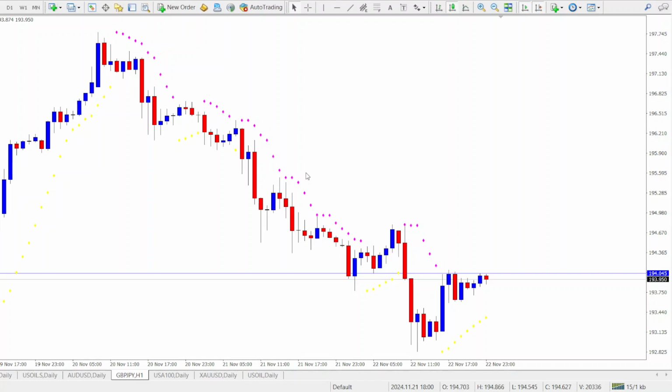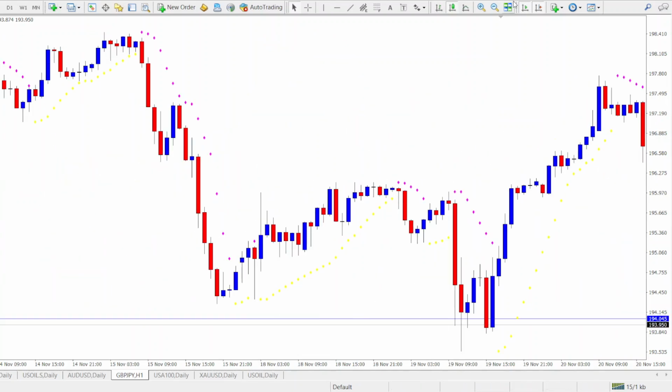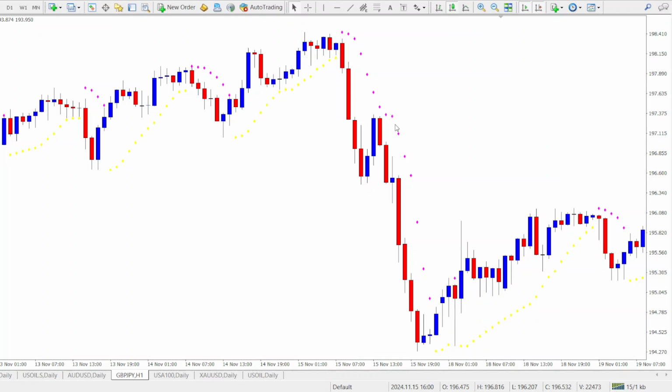As you can see, unlike the traditional parabolic SAR that uses a single color to give both buy and sell signals, this parabolic SAR with color indicator displays two different colors to signify buy and sell signals respectively. So you can see that this purple color above signifies a sell signal, while the yellow color below signifies a buy signal. Basically, using this indicator is relatively easy.